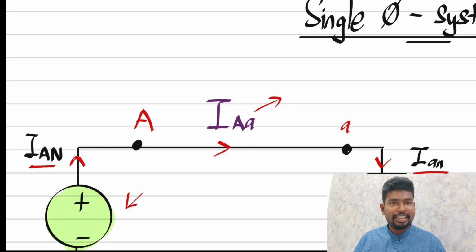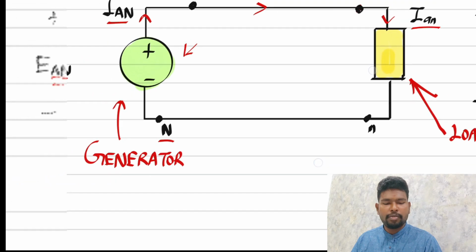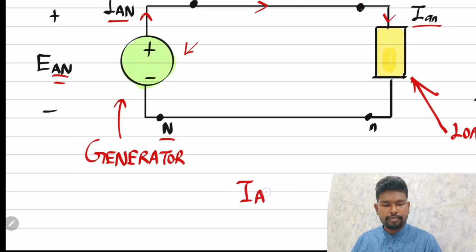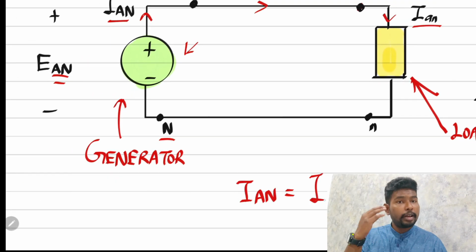IAN is the line current between the generator and the load. In this case, there's no voltage drop or any sort of power loss in the wire. Therefore, there is no change in the current, so IAN will be equivalent to IAA. I hope you understand. If you don't, please pause and watch it back again.